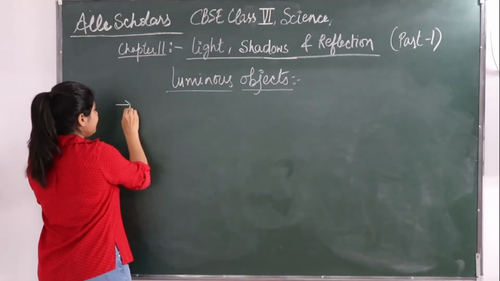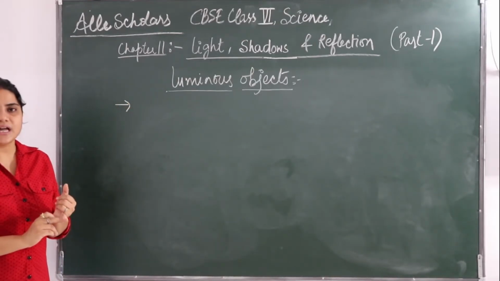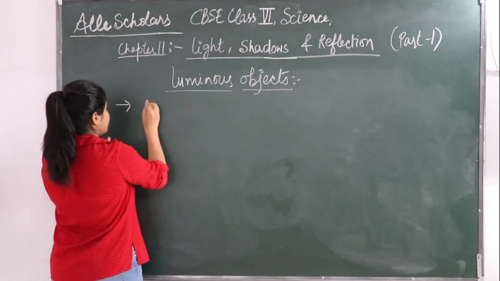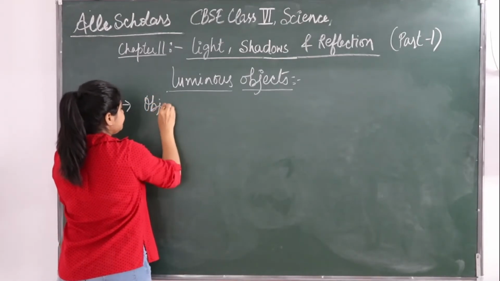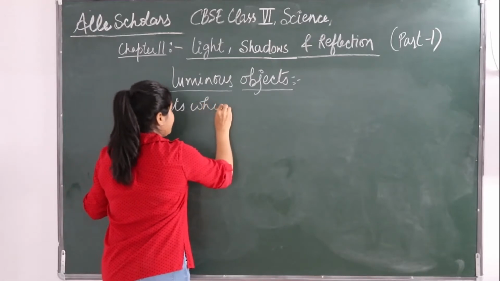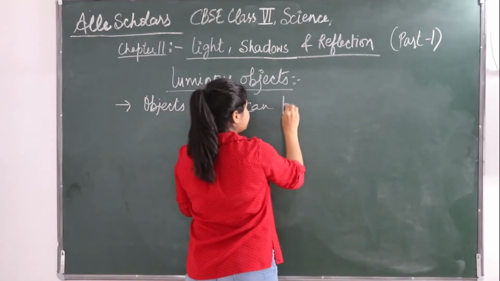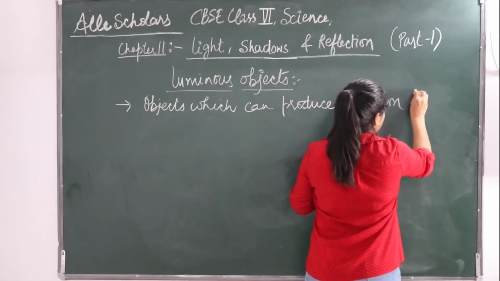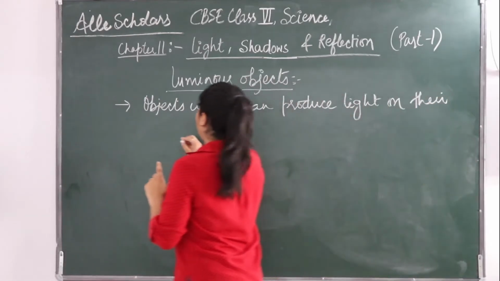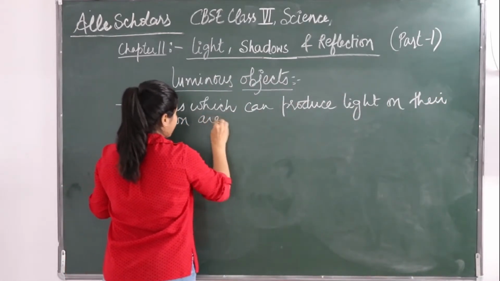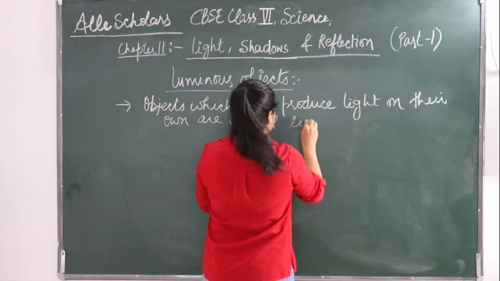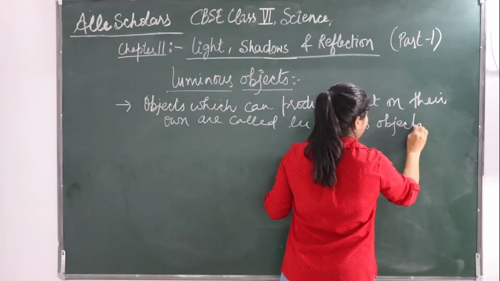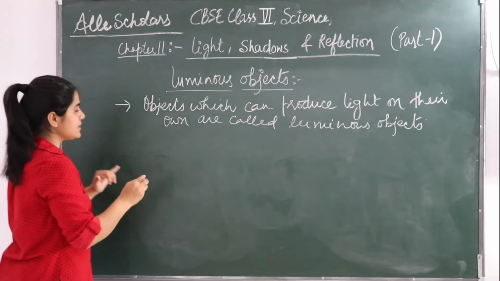So the first feature of a luminous object is that objects which can produce light on their own are called luminous objects. Okay, so the first thing was this.